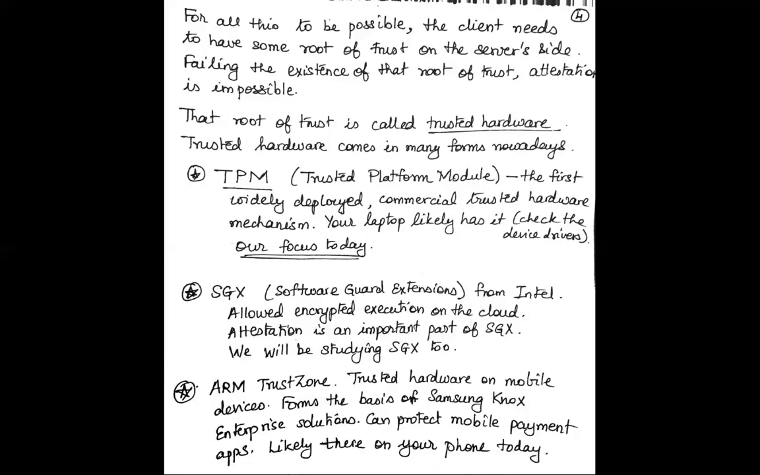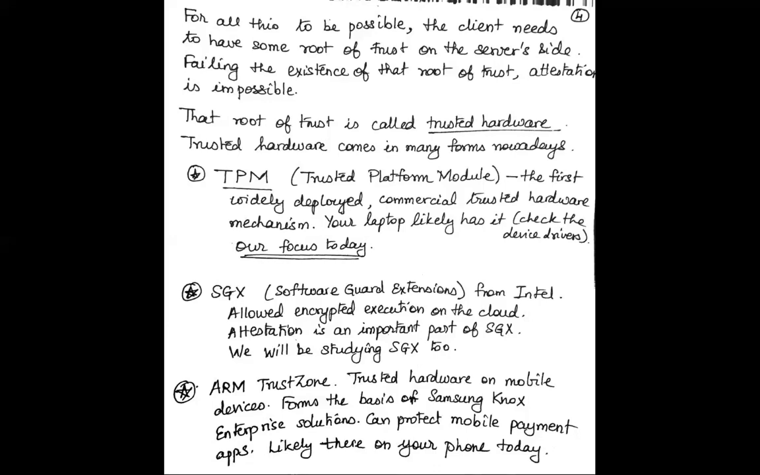Okay. And of course, the third piece of trusted hardware we'll be studying is ARM Trust Zone, or we'll be looking at one application of ARM Trust Zone. So ARM Trust Zone is available on pretty much all mobile devices today. Your mobile phone likely has ARM Trust Zone running on it. If you have ever heard of Samsung Knox, which is a very popular solution on Samsung devices in enterprise settings, ARM Trust Zone is the basis of Samsung Knox. And ARM Trust Zone also serves as the basis for protecting the state of many mobile payment applications.